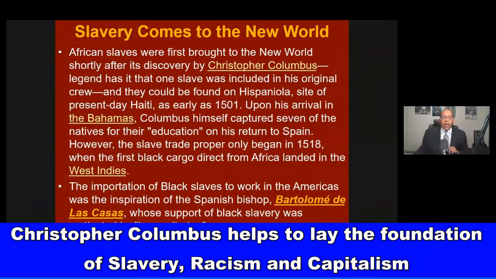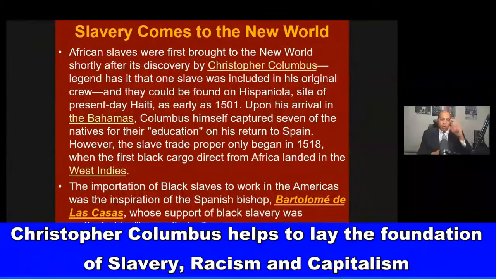Legend has it that one slave was included in his original crew and that they could be found on Hispaniola, the island of Hispaniola, a site of present-day Haiti, as early as 1501. Upon his arrival in the Bahamas, Columbus himself captured 7 of the natives for their quote-unquote education, that's what he said, on his return to Spain.